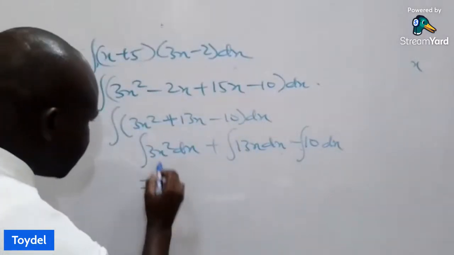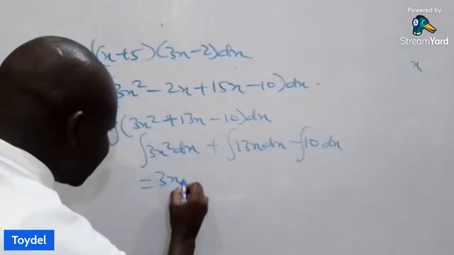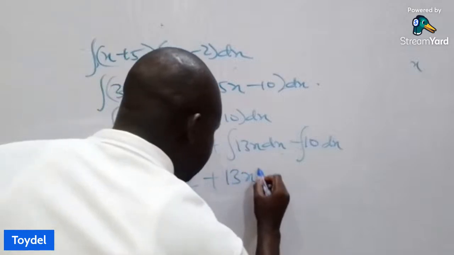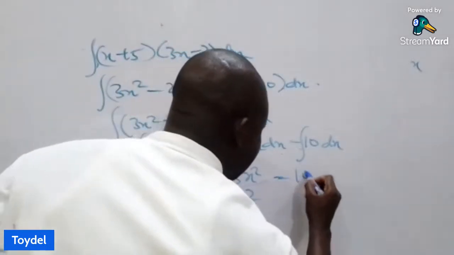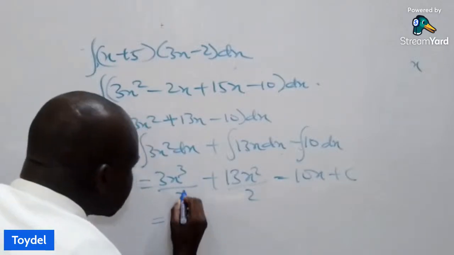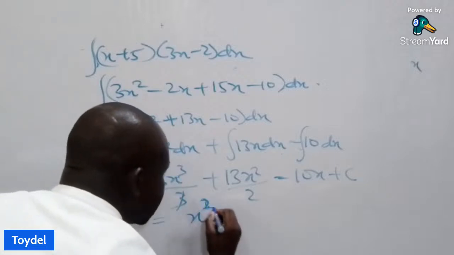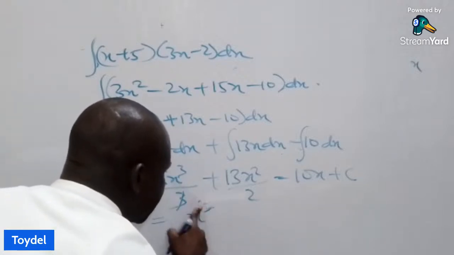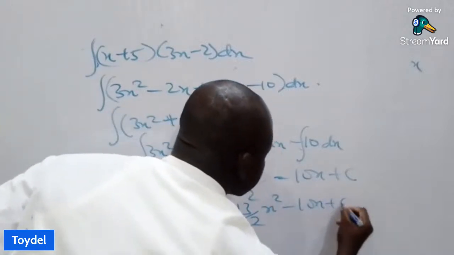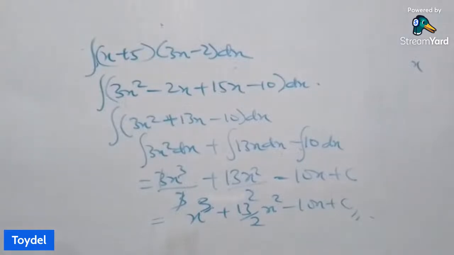So what do I get here? If I integrate this, I'm going to have 3x to the power 2 plus 1, that will be 3 over 3. Plus, if I integrate this, I'm going to have 13x squared all over 2, minus 10x plus arbitrary constant. If you integrate a constant, you add arbitrary constant to it. And of course, you know that the reverse is the case when it's differentiation. When you differentiate a constant, you get 0. So the final step: 3 can take care of 3. I'm going to have x cubed plus 13 all over 2 x squared minus 10x plus arbitrary constant. And that is what we are going to get.